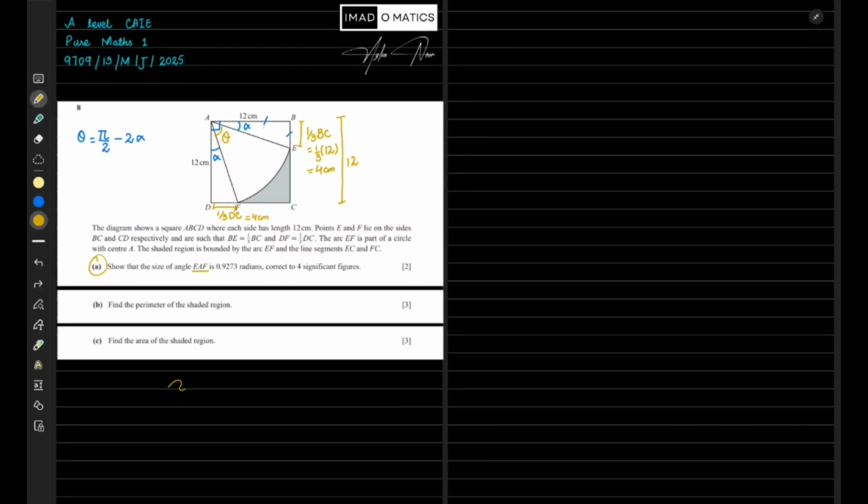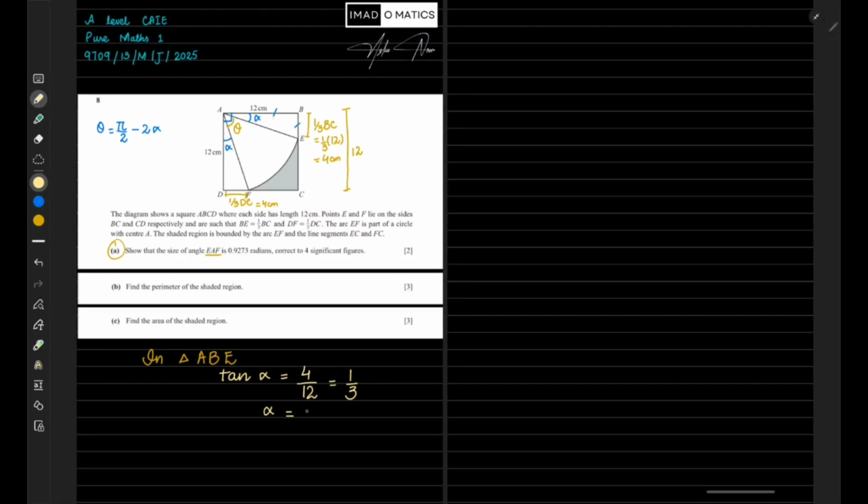Which two sides do we have in this triangle ABE? In triangle ABE, we have opposite and adjacent. So we can use tan alpha, because we took alpha to be the angle. So tan alpha will be equal to opposite over adjacent, that is 4 over 12. That gives you 1 over 3. So alpha turns out to be tan inverse of 1 over 3. That gives you 0.3217 radians.